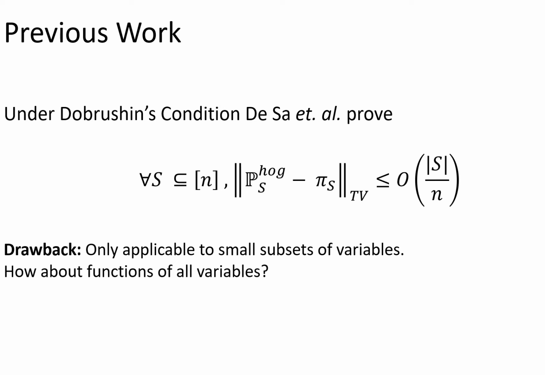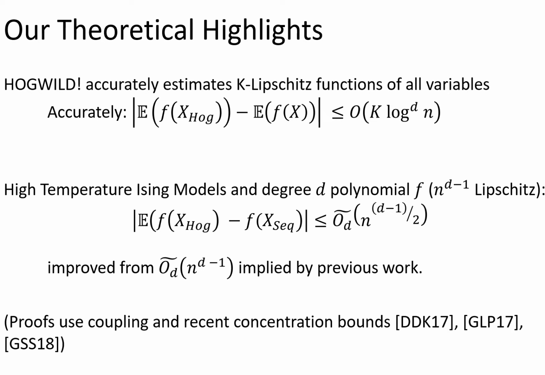In particular, for any small subset S of the n variables, Dikkala et al. proved that the total variational distance between the true and HOGWILD distributions on the variables of S is small. However, their bound becomes trivial when the subset S contains even a constant fraction of the variables of the model. We focus on statistics of all the variables.